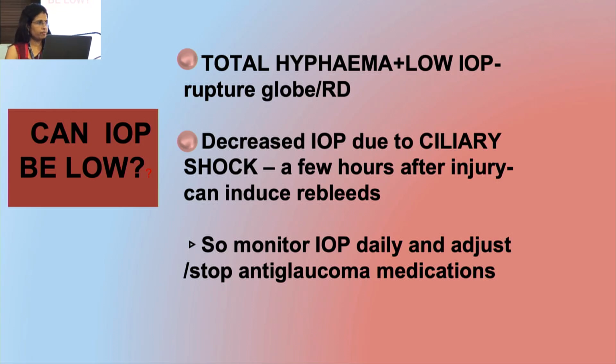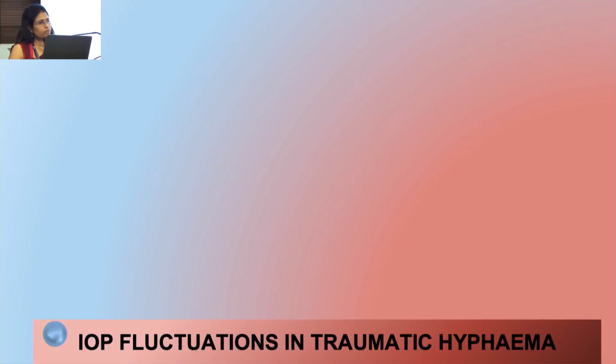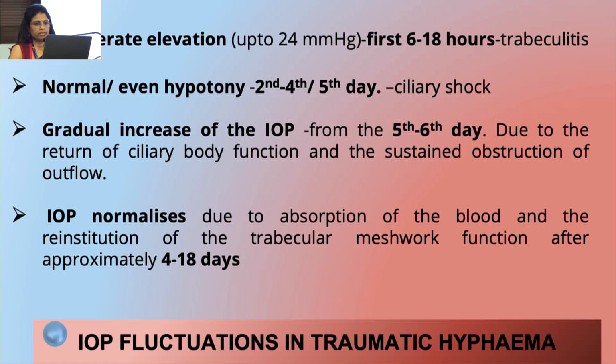you cannot see anything else, and the IOP seems to be low digitally. Always suspect an occult rupture of the globe or an underlying RD, which you cannot see at that particular point of time. And even otherwise, IOP may be decreased due to ciliary shock a few hours after injury. So you need to monitor IOP daily, because IOP is not a constant. It fluctuates in traumatic hyphema like this.